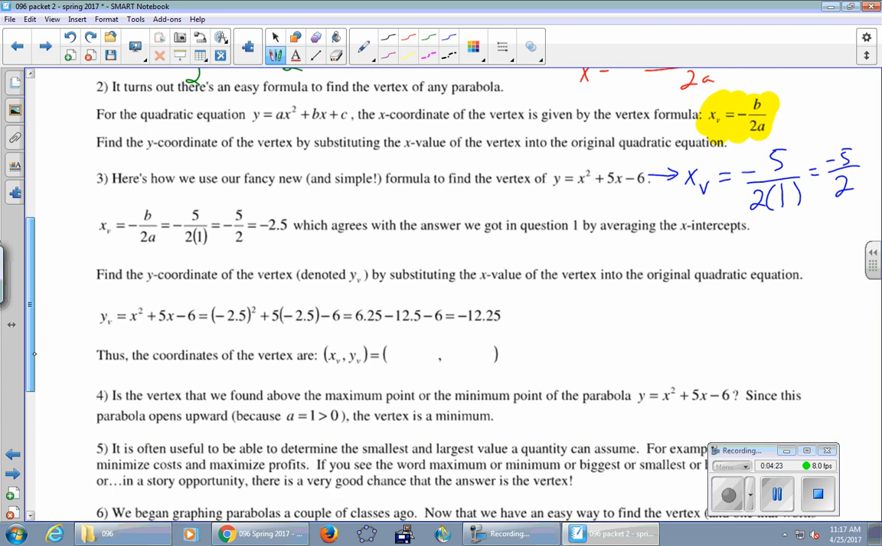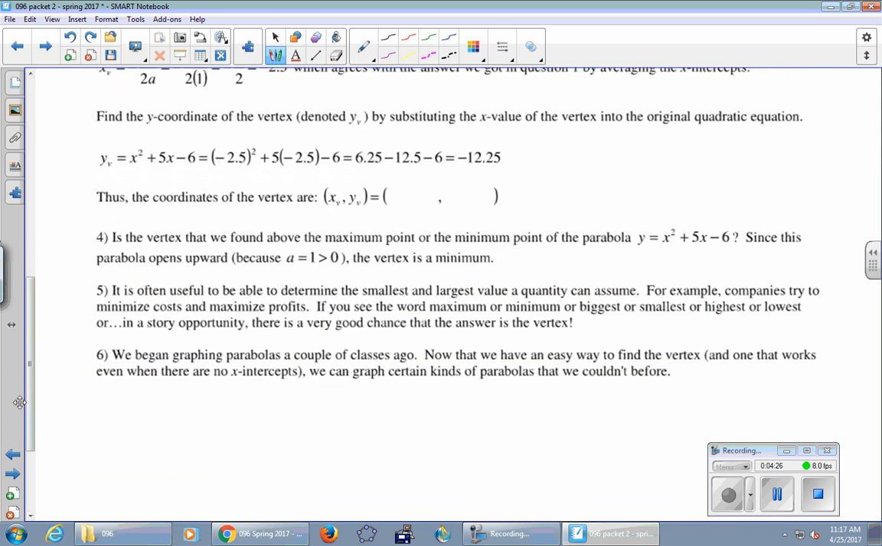Okay, so let's see here. So here's the calculation. We'll just read it, and it says, you plug in the -2.5 for all the x's, and eventually you get -12.25. So let's write both coordinates here of the vertex. How much was x, the x-coordinate of the vertex? It was -2.5. And then the y-coordinate turned out to be -12.25. Okay, it's a nifty little formula. It is surprising that it is so simple.